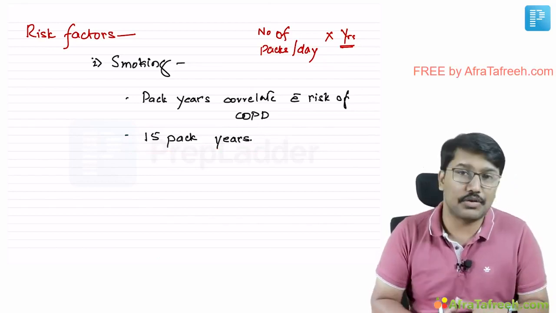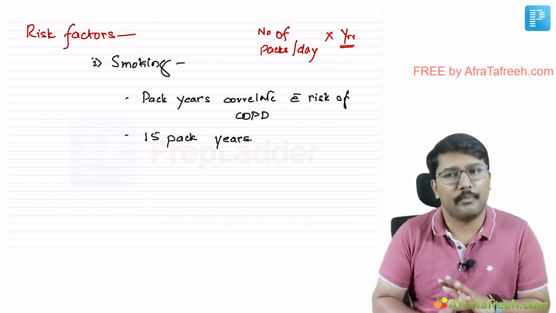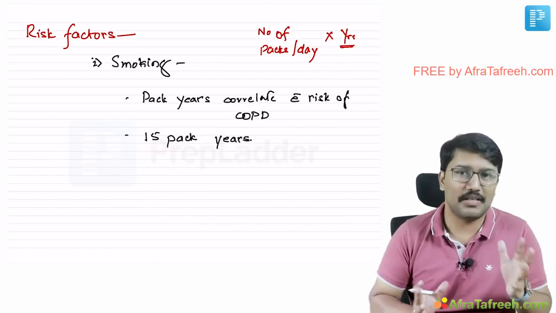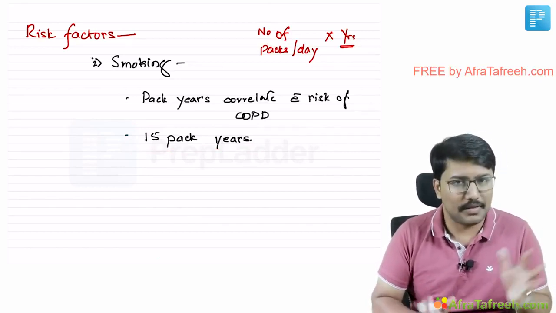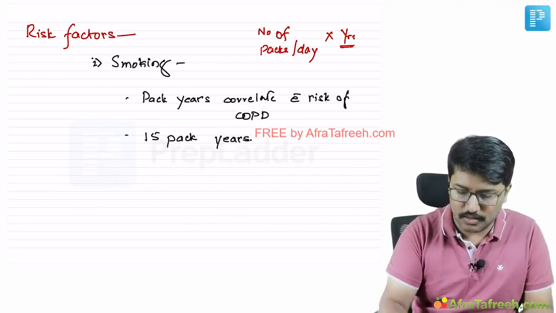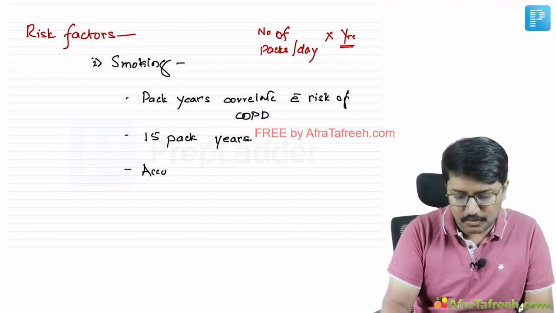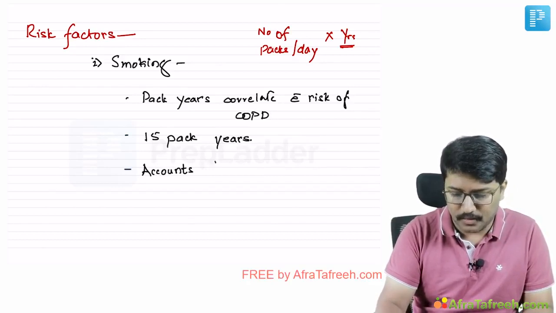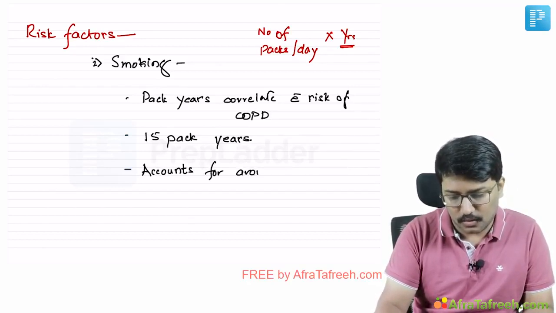Now, what is the contribution of smoking as a risk factor? Majority of the patients of COPD that we see today are smokers. So it's definitely a risk factor, but as Harrison makes a statement, it only accounts for around 15% of the variability in FEV1. Accounts for around 15% of variability in FEV1.